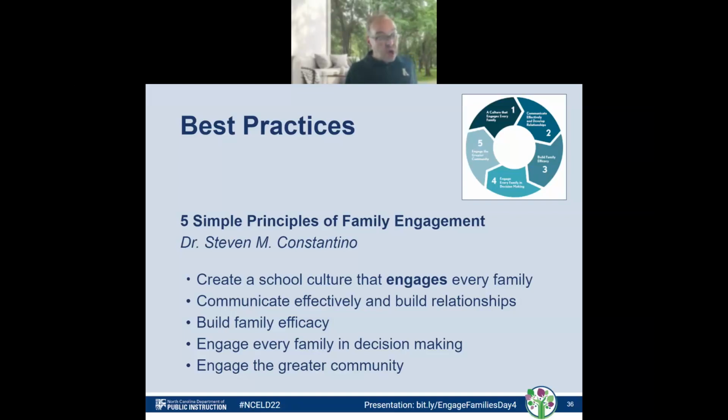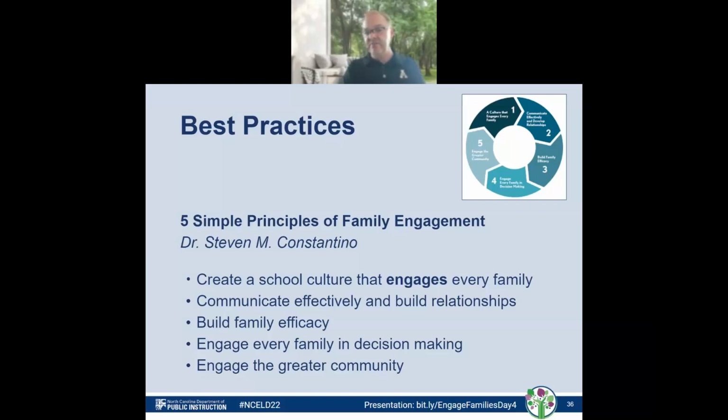Through his life's work and research, Dr. Constantino discovered 5 simple principles of family engagement. And so Dr. Constantino's 5 simple principles are these: to create a school culture that engages every family, communicate effectively and build relationships, to build family efficacy, to engage every family in decision-making, and engage the greater community.